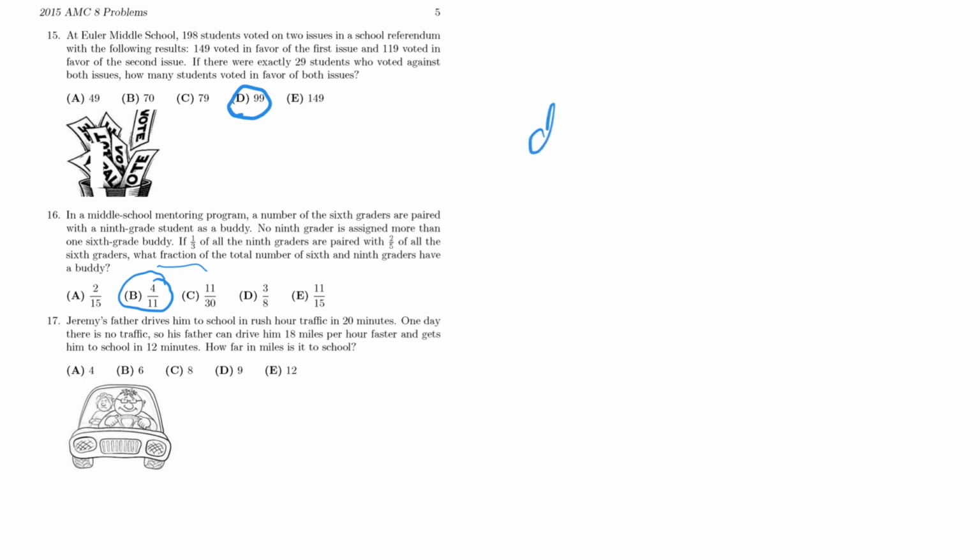We know distance equals speed times time. From home to school, the distance we don't know. We still use the D. And the speed, we use the X.